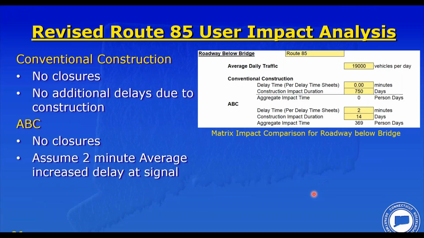For Route 85, conventional construction, again, no closures, no delays at all for conventional construction. But for ABC, we're going to assume a 2-minute delay because those vehicles, again, are fighting with the traffic that are coming down the Diamond ramp from 395. So we're assuming cars may have to go through one more signal cycle at peak hours. So we're assuming a 2-minute delay due to that.